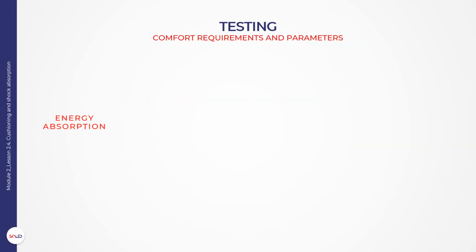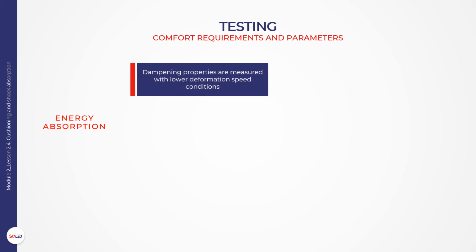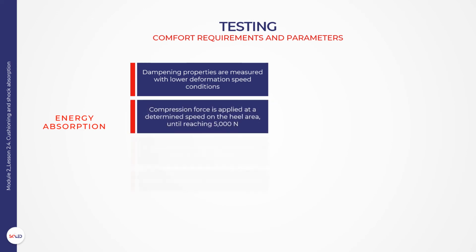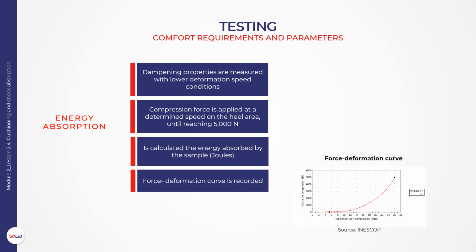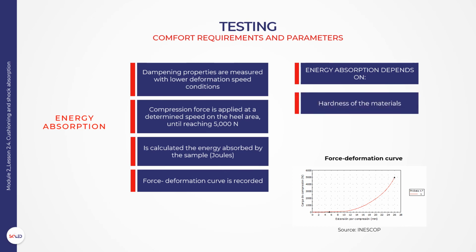The energy absorption test is carried out on the heel area of the footwear but, unlike the shock absorption test, the dampening properties are measured with lower deformation speed conditions, so the results of both tests are complementary. The energy absorbed by the sample, in joules, is calculated by means of the integral of the recorded force-deformation curve. This value will depend essentially on the ability of the heel dampening system to deform under compression, which in turn is directly related to the hardness of the materials that comprise it.